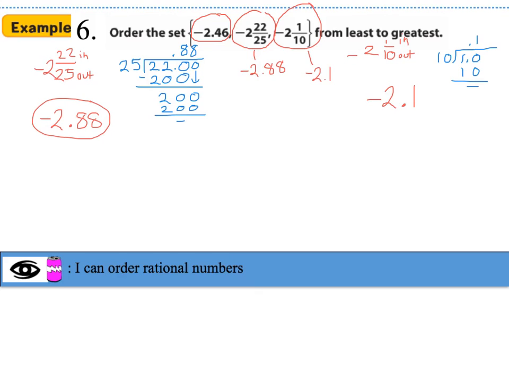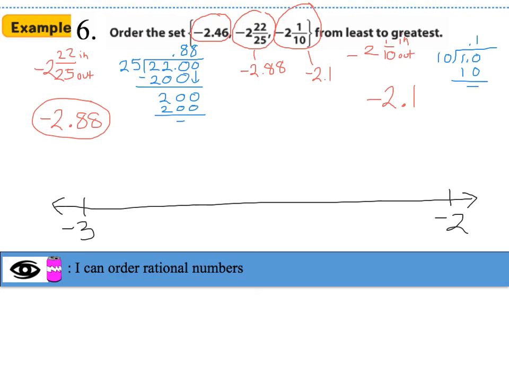So now that I've converted these into decimals, let's go ahead and use a number line and graph these decimals on a number line. I'm going to use the two integers, negative 2 and negative 3, to zoom in on my number line. And the reason why I use negative 2 and negative 3 is because all of my rational numbers up here are all between negative 2 and negative 3.